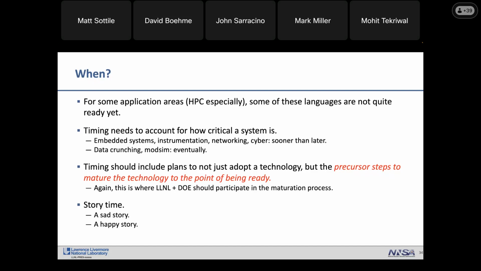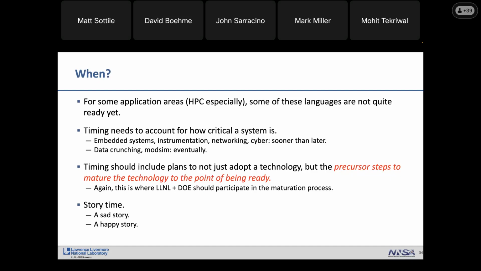So you want to eventually do it, but it's less critical. The timing, though, should not just be the plans to adopt the technology, but the precursor steps to mature it to the point of being ready. So like in the HPC space, you can't really time when you're going to do it now because it's not ready. You have to actually be playing the game of what is the timing for the precursor steps so we can plan for it. And this is where we should participate in the process.